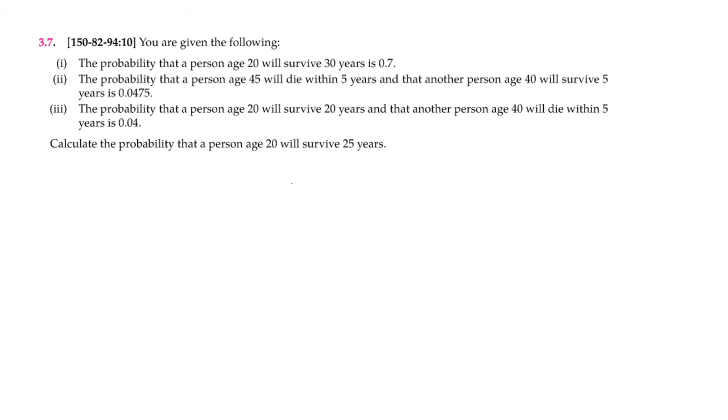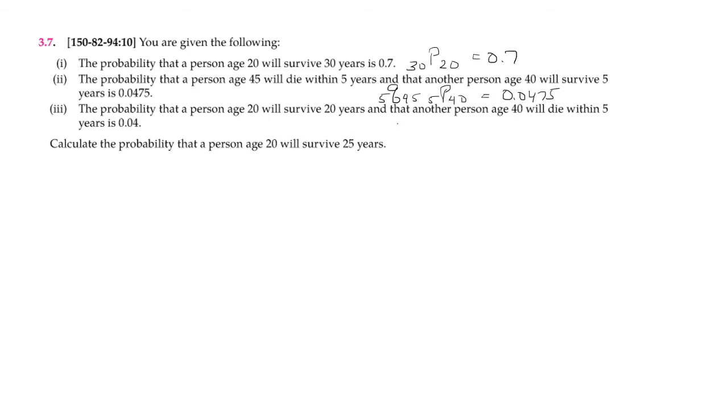Okay, next problem. The probability that a person age 20 will survive 30 years is 0.7. So I'm going to rewrite that like this: 30p20 is 0.7. Probability that a person age 45 will die within 5 years, so that'd be 5q45. And another person age 40 will survive 5 years, so we can write that as 5p40 is 0.0475.